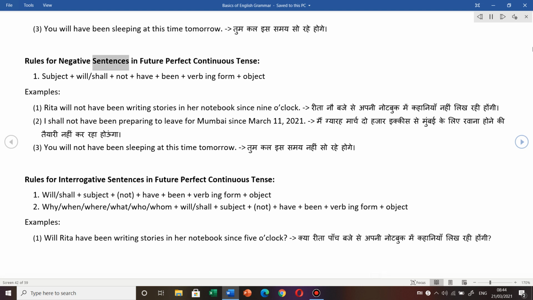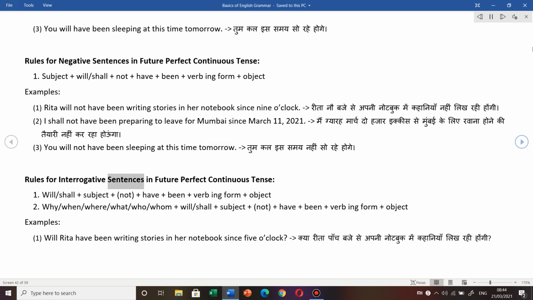Rules for negative sentences in future perfect continuous tense. Subject plus will/shall plus not plus have plus been plus verb ing form plus object. Examples. Rita will not have been writing stories in her notebook since 9 o'clock. I shall not have been preparing to leave for Mumbai since 11th March 2021. You will not have been sleeping at this time tomorrow.